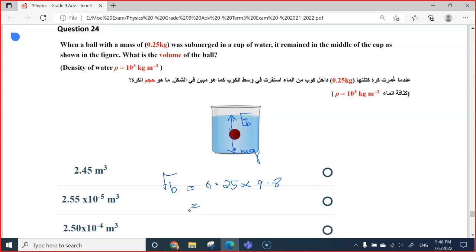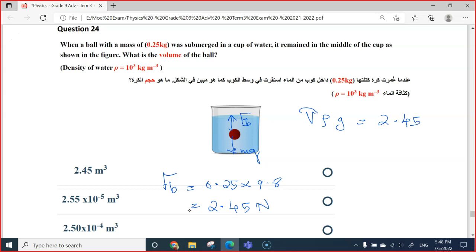So the value of the buoyant force is equal to 0.25 times 9.8, that is 2.45 Newton. We are asked to calculate the volume of the ball. So we have the equation for buoyant force: V, the volume of the object, here the ball, multiplied by the density of the liquid times g, is equal to the buoyant force. Here the value of the buoyant force is 2.45.